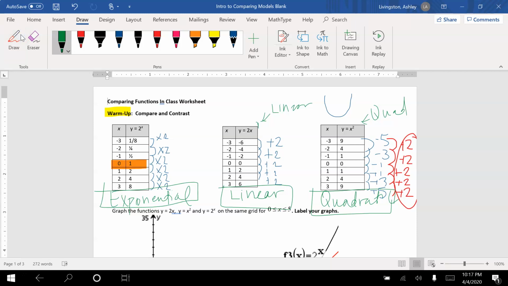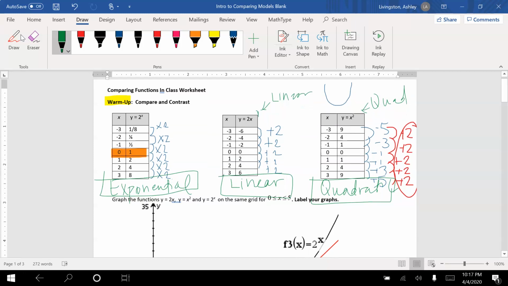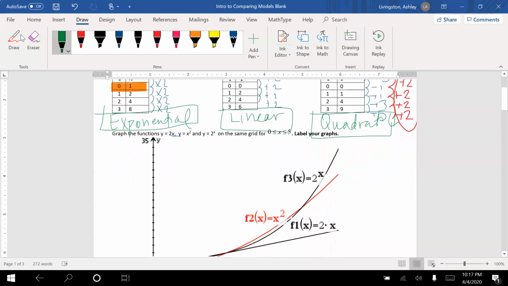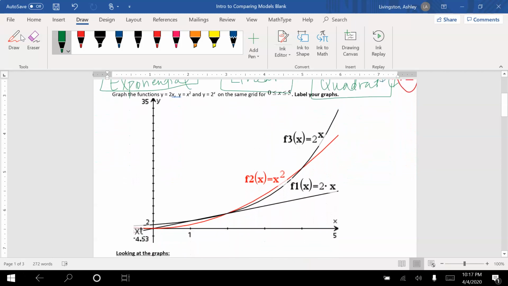All right, so hopefully we have a good idea in terms of looking at an equation right now of whether or not it's linear, quadratic, or exponential, as well as looking at a table of values if it's linear, quadratic, or exponential. Let's take a look at some graphs here.